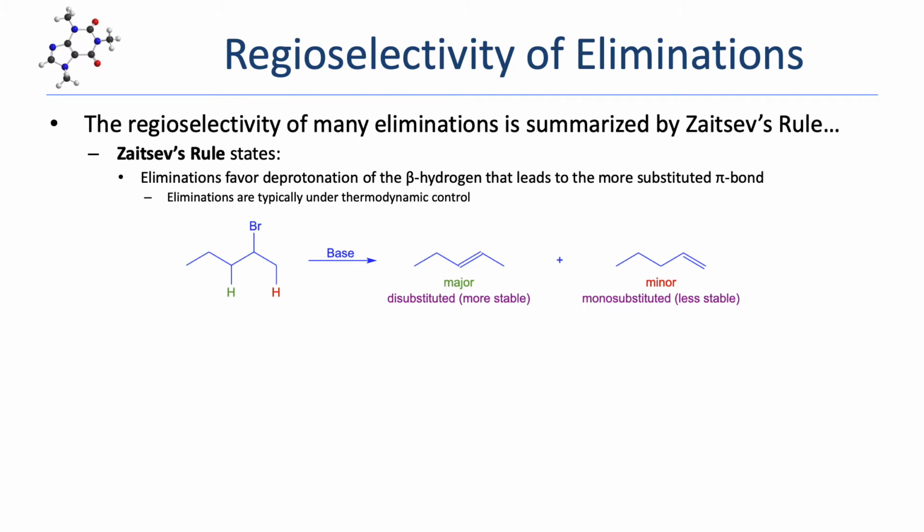This implies that eliminations are typically run under thermodynamic control, and that's usually the case. Eliminations often require quite a bit of heat, and that heat allows the reaction to go backwards and forwards, establishing equilibrium. And that means that the more stable product will be the dominant product.